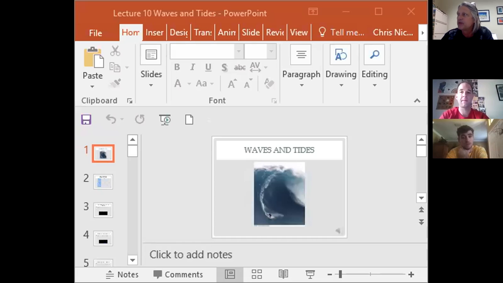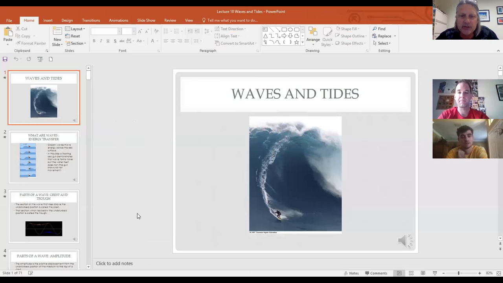Today's lesson is on waves. And I qualified it as waves and tides, but tides are actually a wave as well. So really, we're looking at waves. And now that guy is surfing an impressive wave. We don't get waves like that here on the East Coast of the United States. And we certainly don't get waves like that on the Gulf Coast.